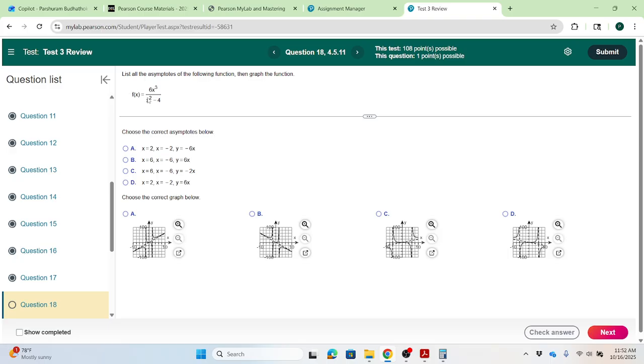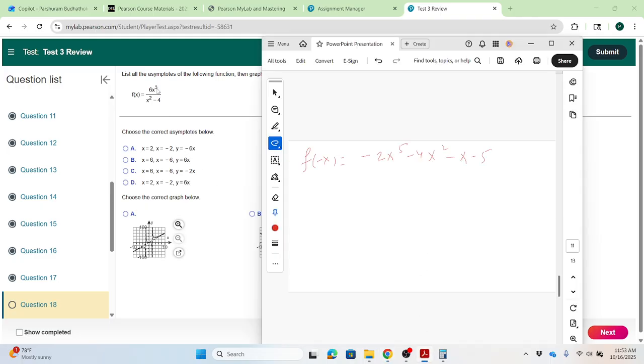Okay, asymptotes. First of all, the vertical asymptotes come from the bottom part, which gives x equal to positive and negative 2. And then the horizontal asymptote comes from comparing the degrees on the top and on the bottom. The degree on the top is greater than the degree on the bottom, by 1 degree. That means it's an oblique asymptote. So you need to divide 6x cubed by x squared minus 4.